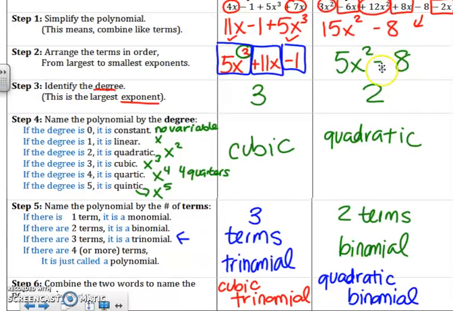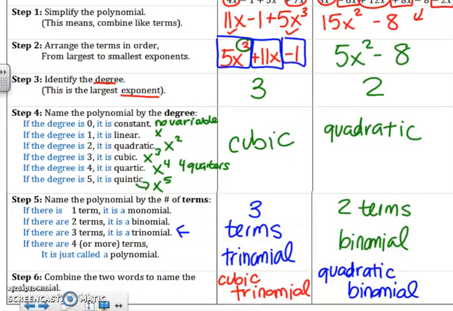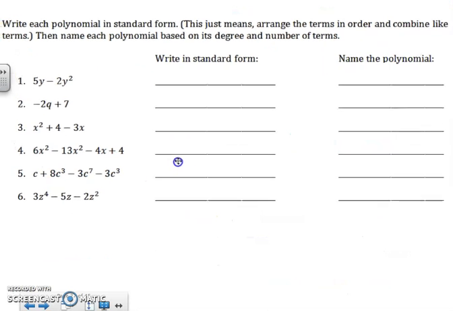So if I had that 0x there, that would have made me write trinomial, and so that's why, again, if you have 0x, it's going to disappear and we do not write it. Okay? So feel free to use this for some notes. Again, you can practice on your own. So let's look at the bottom problems.